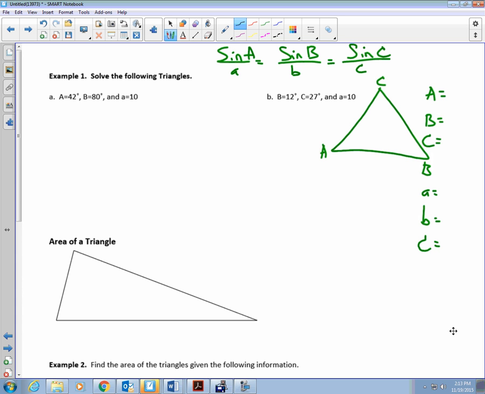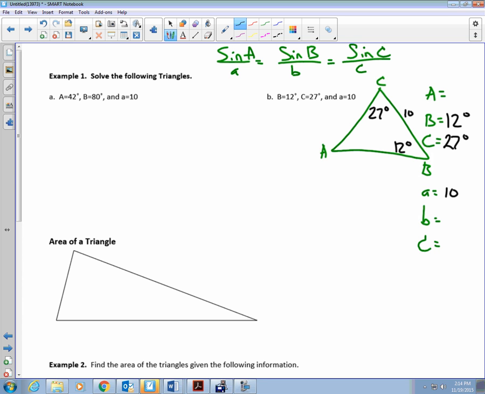Which one of these do we know so far? Angle B is 12 degrees, so I put a 12. What else do we know? C is 27 degrees, so I write 27 degrees. What other piece do we know? Side A is 10, so I put a 10 there.